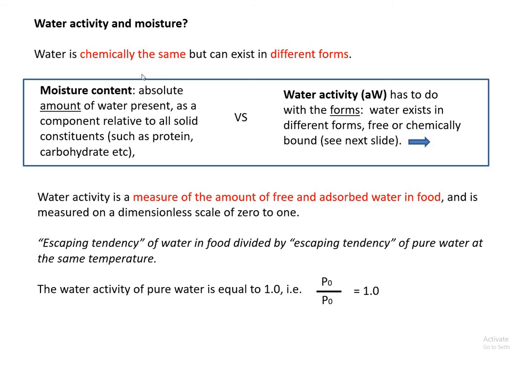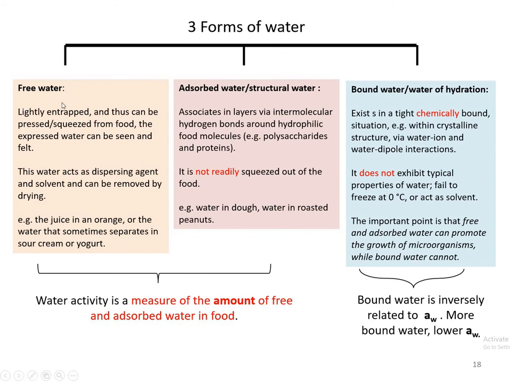I have to show you the other slide first. There are three forms. One is called free water, another called adsorbed water, another is called bound water. Even though many scientists normally like to compare only free versus bound water, they tend to forget this adsorbed water. Free water is easy. You take orange fruits, you squeeze it, the juice comes out, so that juice is the free water. Or sometimes you see yogurt has water coming out from it, that is free water. This water is lightly entrapped and can be squeezed from food. The water that you express out can be seen and you can feel it.